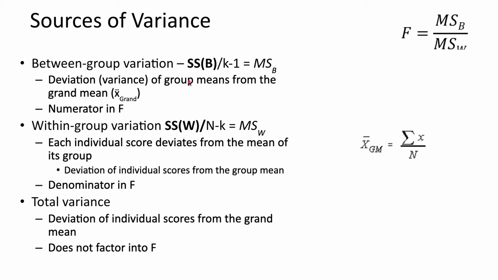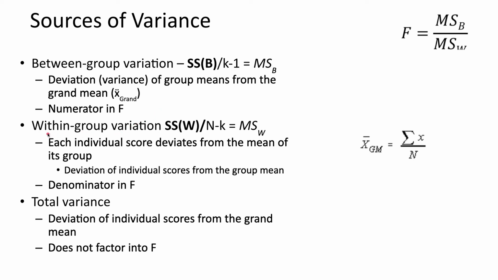In this case here, we are taking SS, or sum of squares, of between variance, or between group means. So the deviation of group means from the grand mean, and that is SSB basically. That will be the numerator of the F ratio, MSB, right there. Okay, so now you know where SSB is coming from.